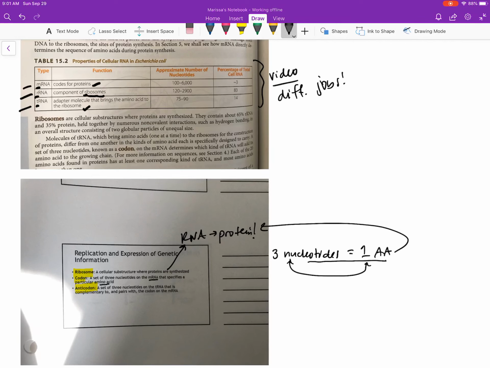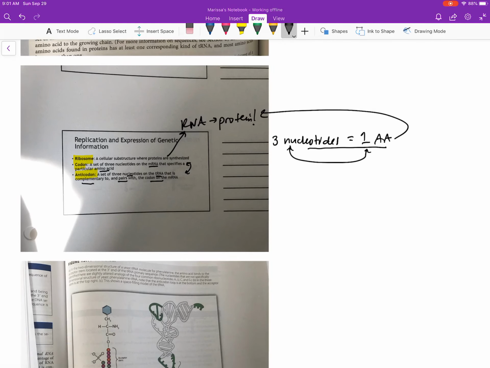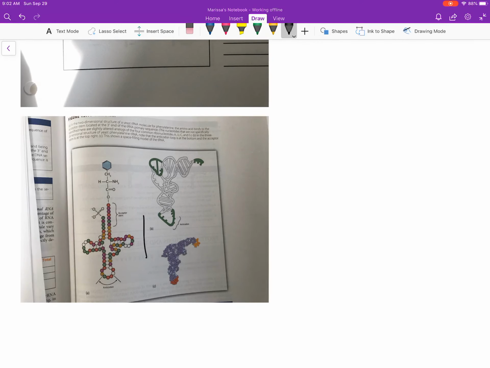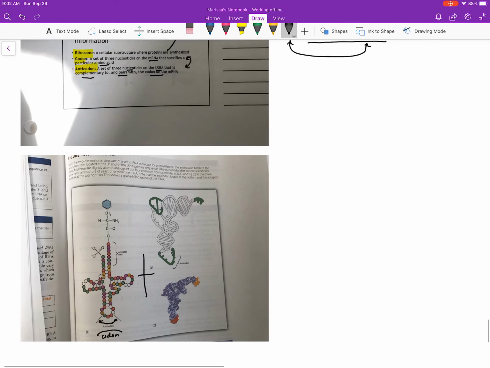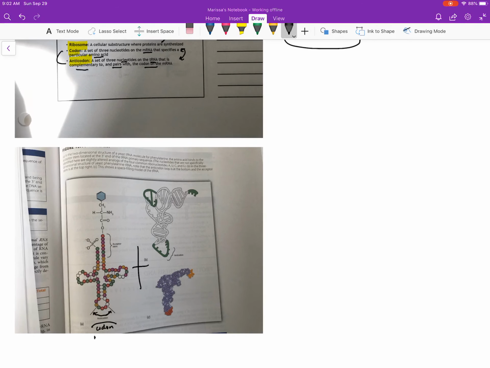And then we have the anticodon, which is a set of 3 nucleotides on the transfer RNA that is complementary to and pairs with the codon on the mRNA. This is the process that is really interesting to see on the video that you're going to watch. So what does the tRNA look like? It looks like a T, which I always loved. Here's the tRNA. It possesses the anticodon down here, and then it's going to match up with the codon. The codon and the anticodon will match up, and this is going to be on the mRNA.